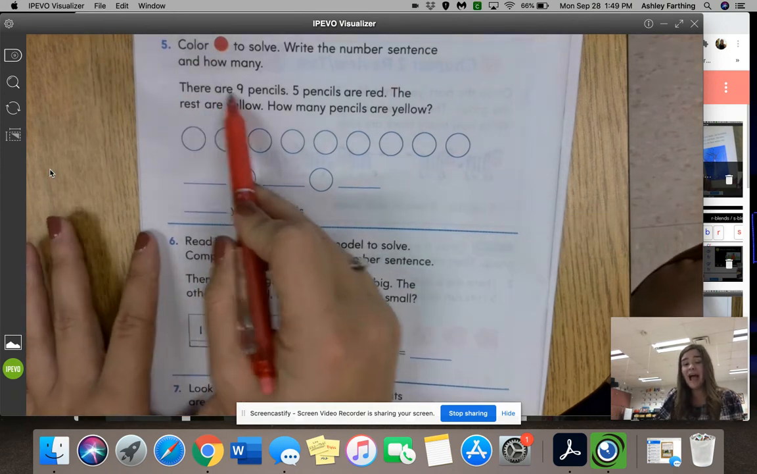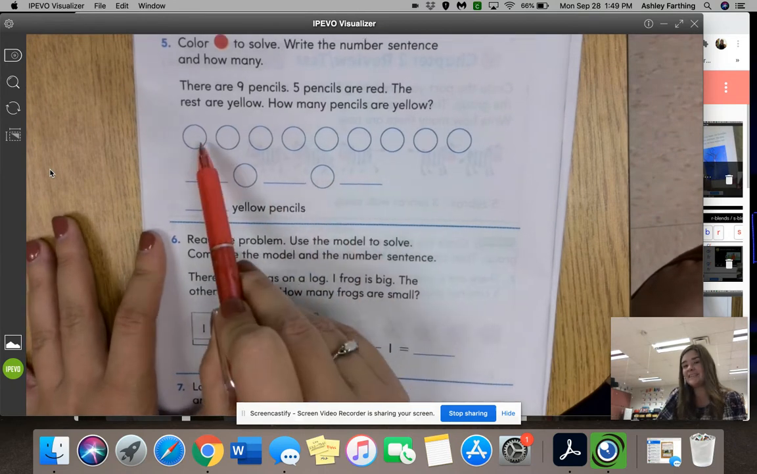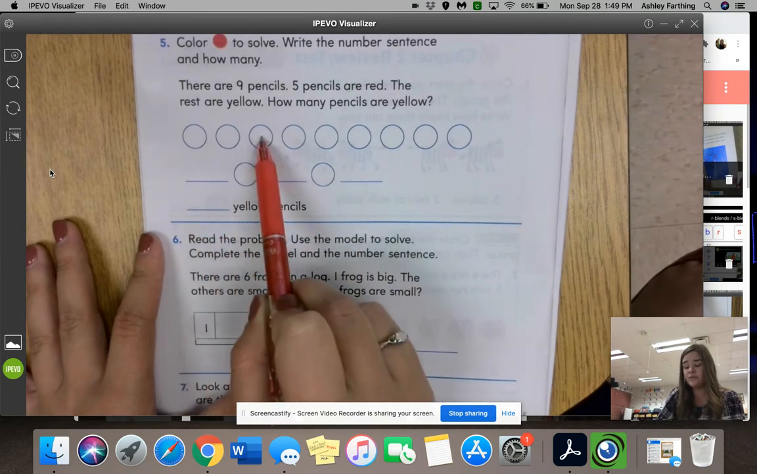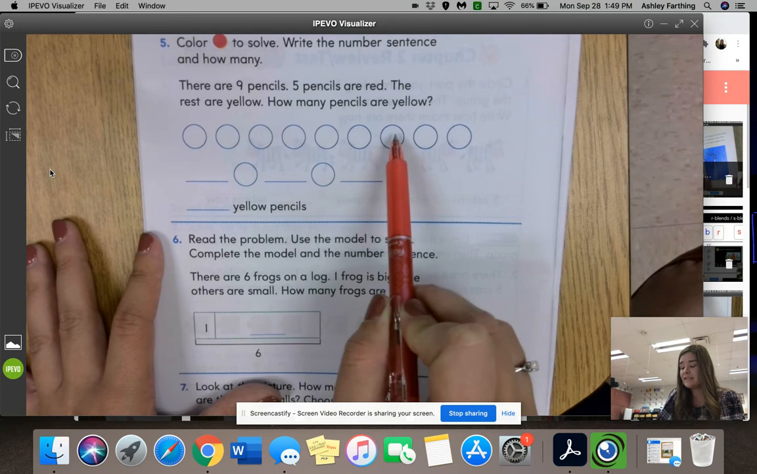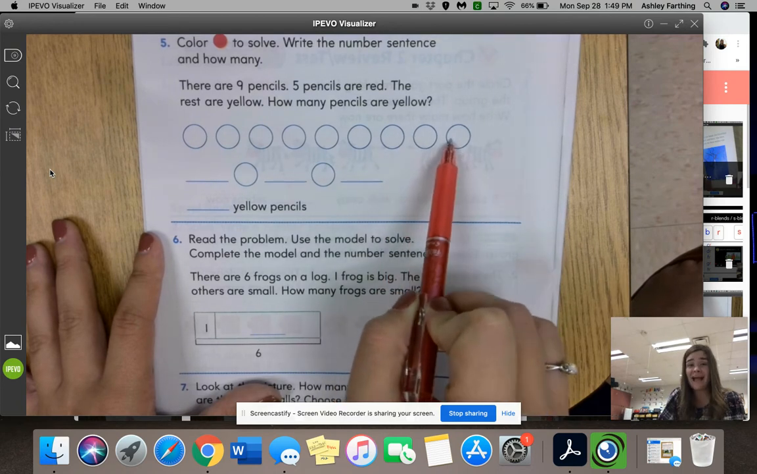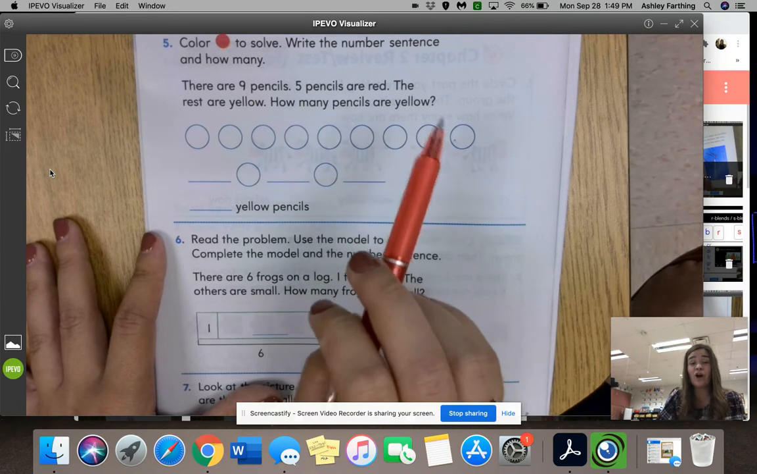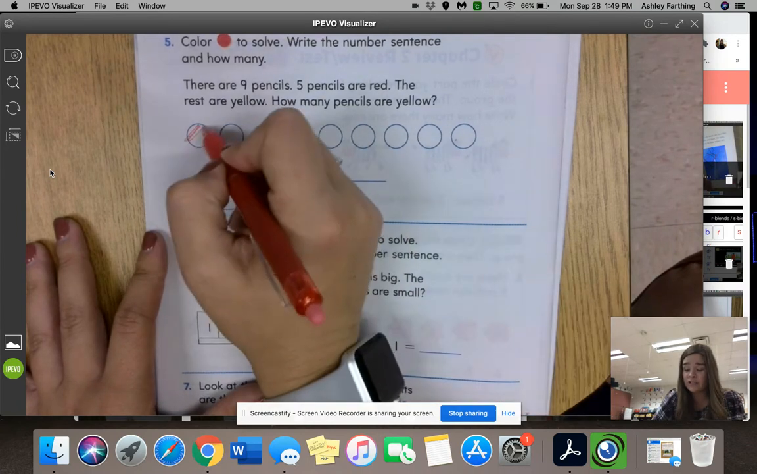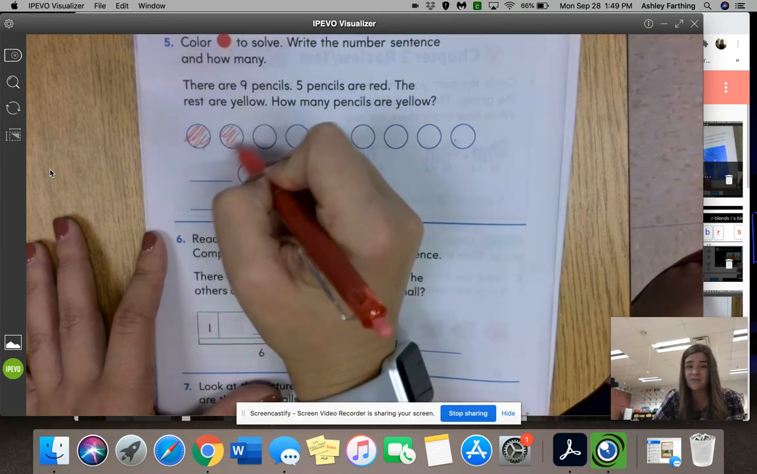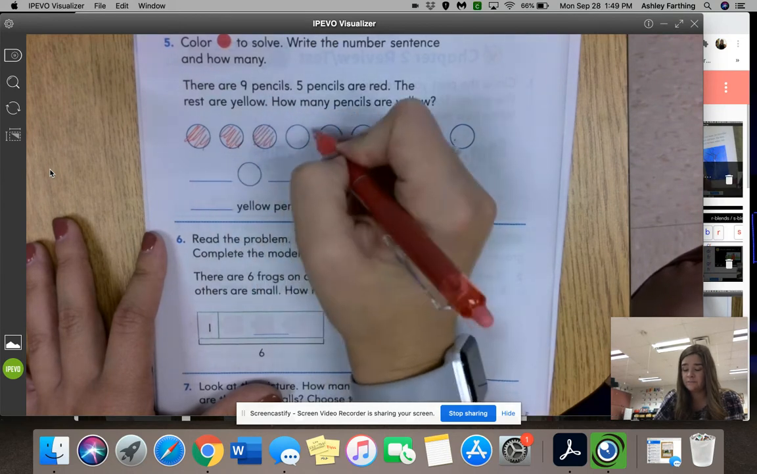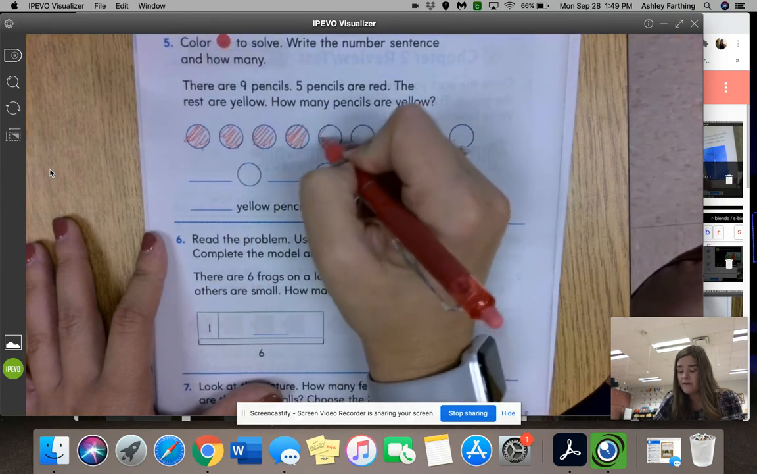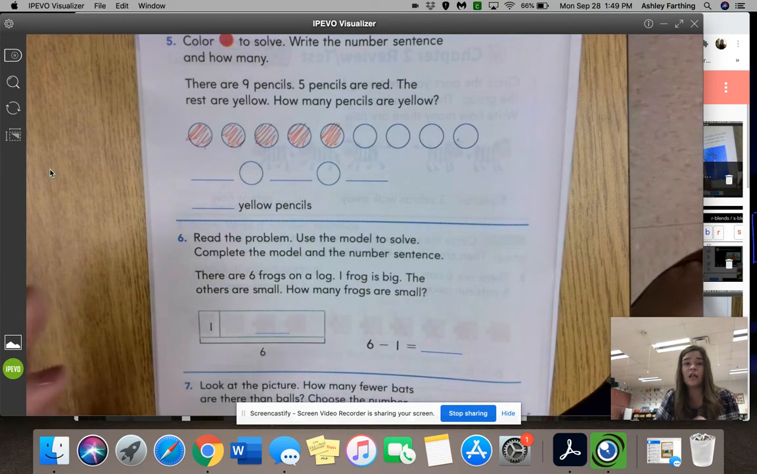So we have 9 pencils. They give us 9 circles. Let's count just to make sure. 1, 2, 3, 4, 5, 6, 7, 8, 9. They gave us 9 pencils. They're telling us that 5 of these pencils are red. So I'm going to shade in. Remember, they do not have to be perfect. 5 pencils. Now you're just coloring it in with your crayon or with your pencil.